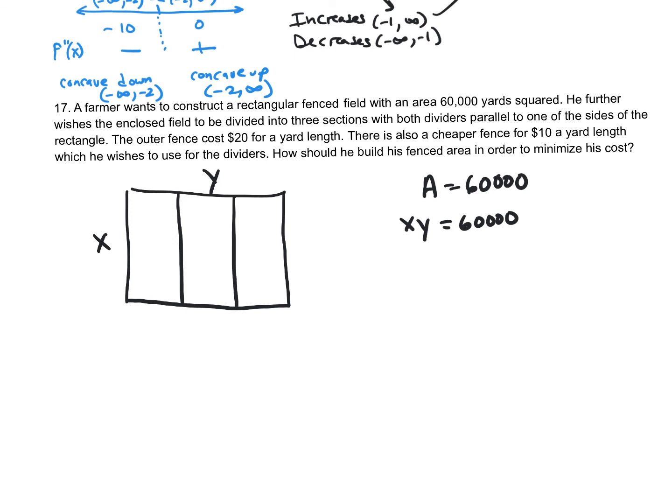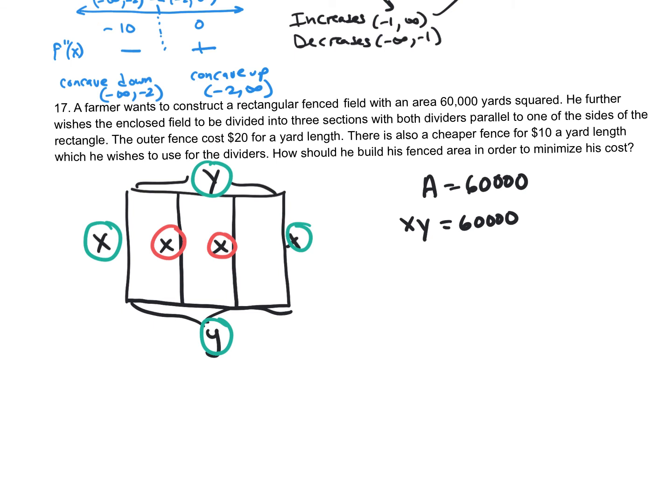Now the good news is, if you look at this, all these sides are x because they're the same length, and these 2 outer sides are y. Okay, so that's our picture. Now the outer fence costs $20 a yard. So this one, this one, this one, and this one all cost $20. But it's cheaper for the fence inside. These 2 only cost $10. So we're trying to minimize our cost.